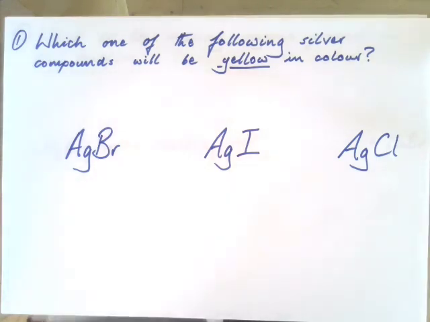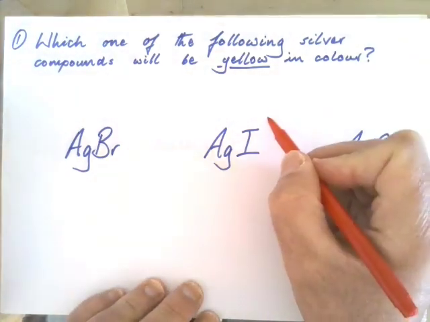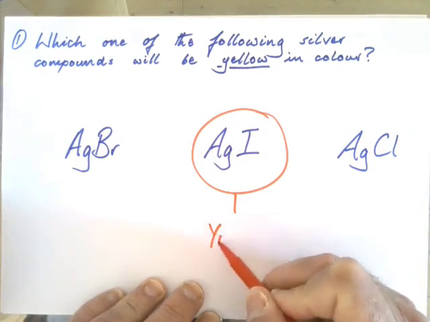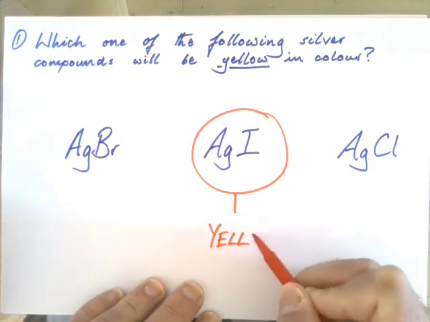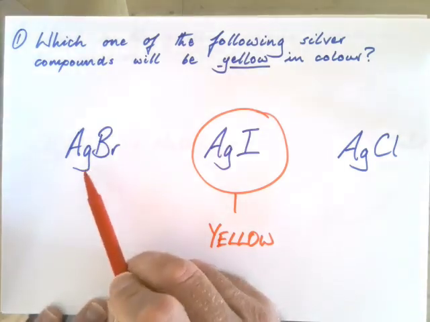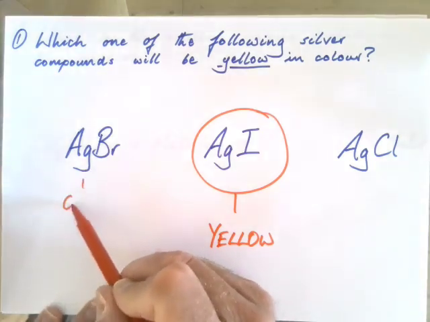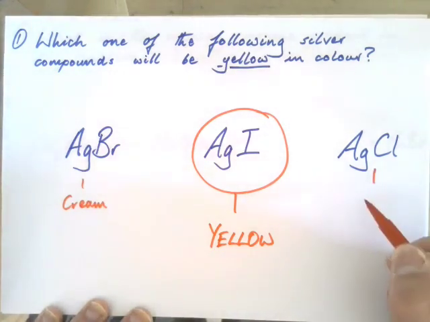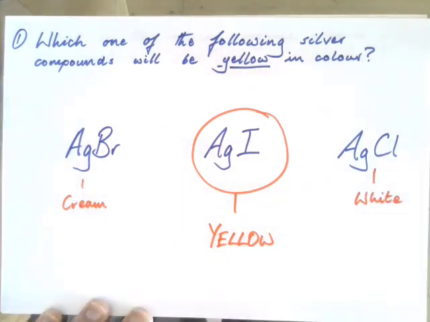Okay, so did you get it? The one that's going to be yellow in color will be this one. Silver iodide is yellow in color. And just to check, silver bromide is a cream colored precipitate, and silver chloride is a white colored precipitate. Right, hopefully you got that one right.